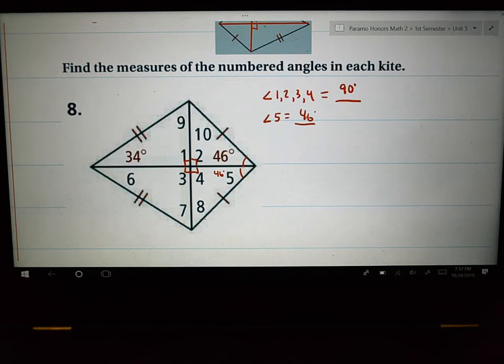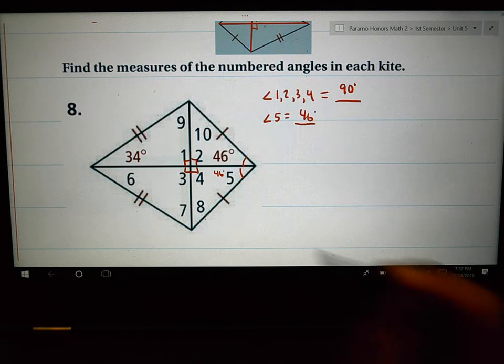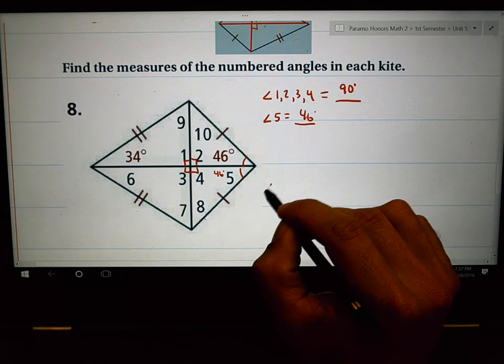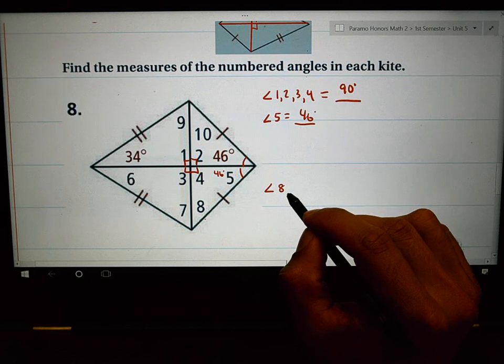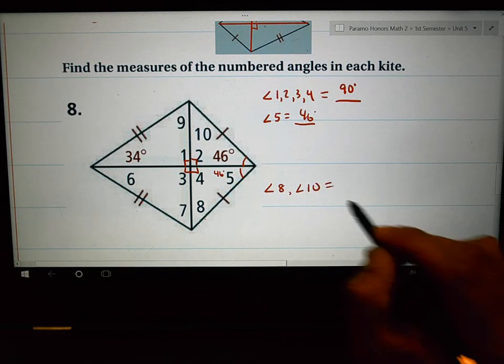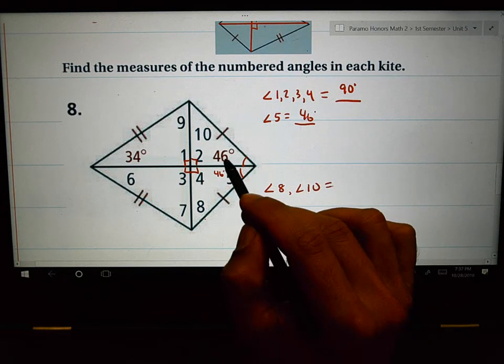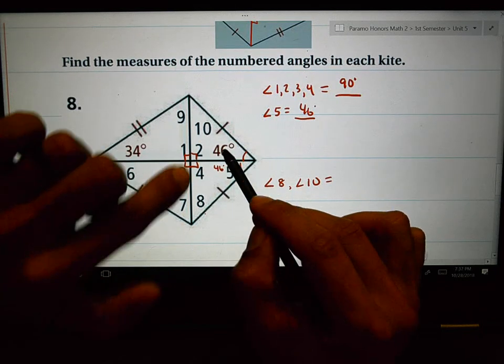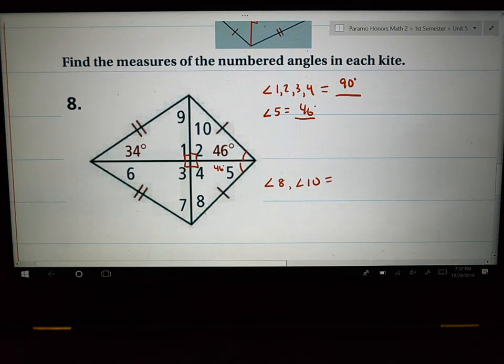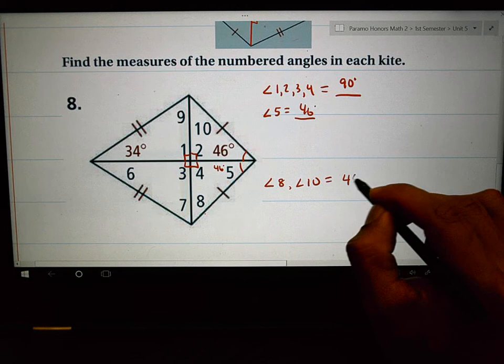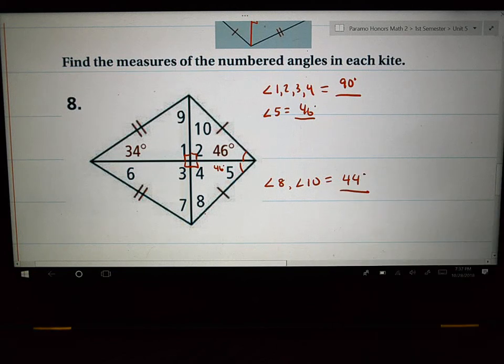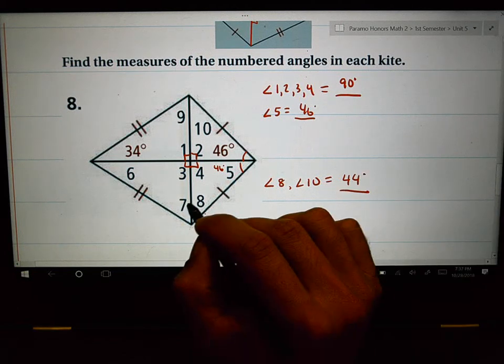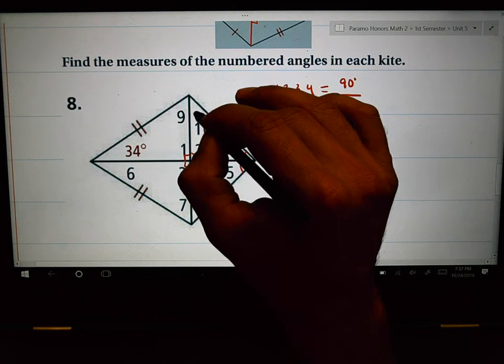Okay, let's figure out angle 8 and 10. Angle 8 and angle 10 are going to be the same thing. Since these three add up to 180 and this is 90, these two are complementary. They add to 90 degrees. So I'm going to do 90 degrees minus 46, which is 44 degrees. Put 44 there, and 44 there.